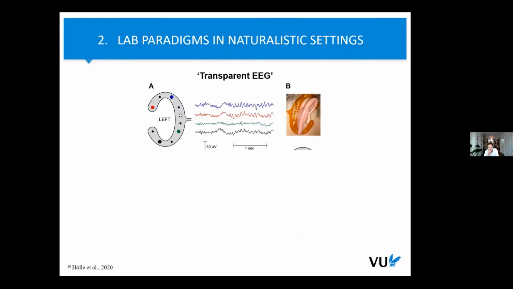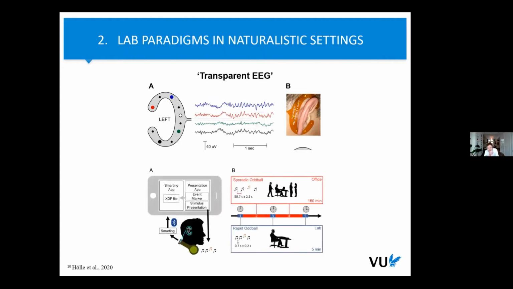Also interesting is more recent technology, which they call transparent EEG. It's not really transparent, but it sits behind the ears and it's nearly invisible because of that. And I think that has potential use cases in classrooms because it will help research to be more naturalistic, but also for children or participants to be less distracted by the technology, I would say. So that's an interesting use case.